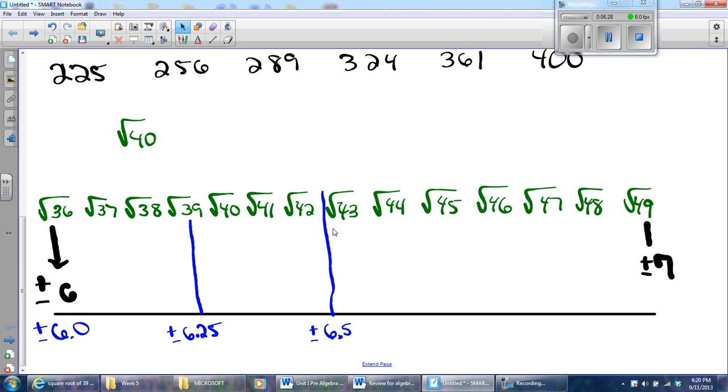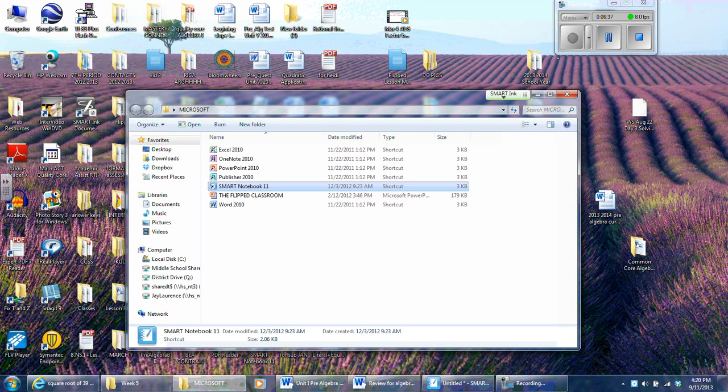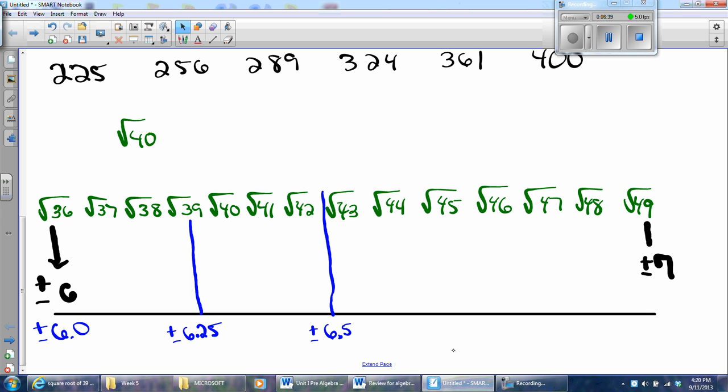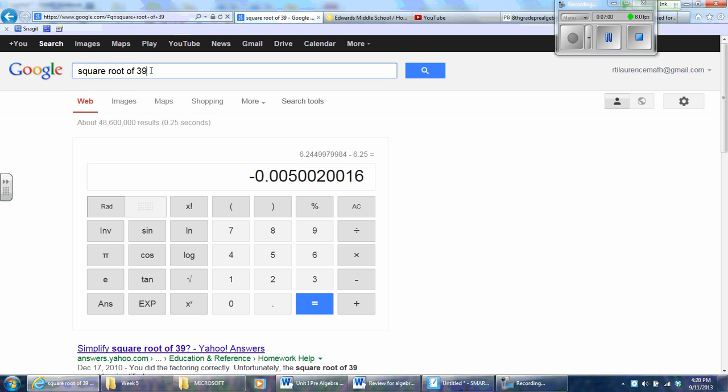All right, now that being said, we're having a little smartboard trouble here. Hold on one second. Okay, that should be good. All right, so if I have to estimate the square root of 40, I'm going to guess it's going to be around 6 3/10, somewhere right around there. Okay, so that's going to be 6 3/10. Let's go back to the calculator and see what it says. Let's do square root of 40.